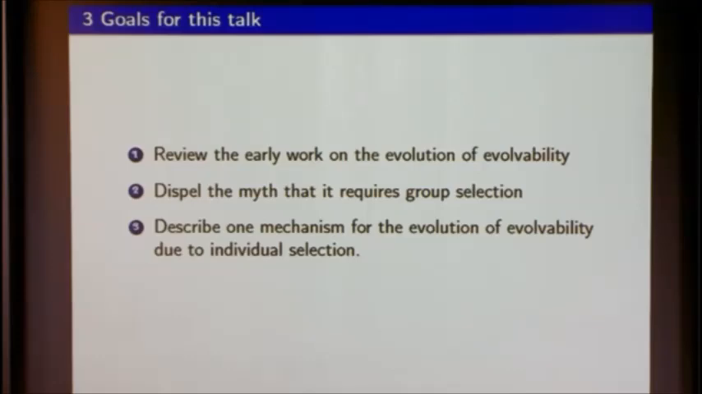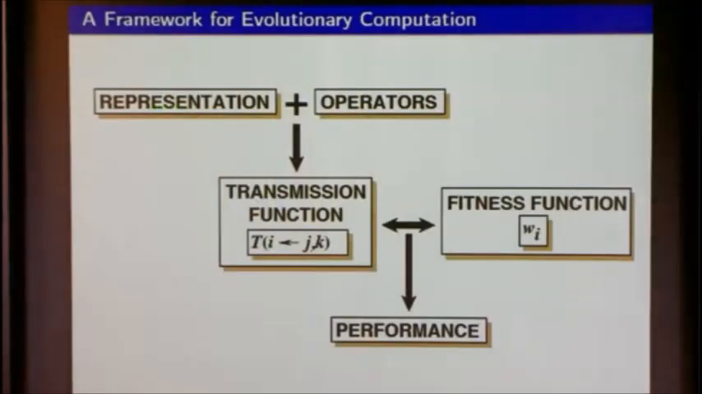So first, I want to delve into sort of how I think about evolutionary computation, evolutionary algorithms. You have some representation of your problem space, such as a bit string or real valued vector or whatever, and then you have operators that act on that representation. And the interaction of those two produces this transmission function that says, given parents j and k, what is the probability that the offspring is of type i? And it's the relationship between this transmission function and a fitness function that determines the performance of the algorithm.